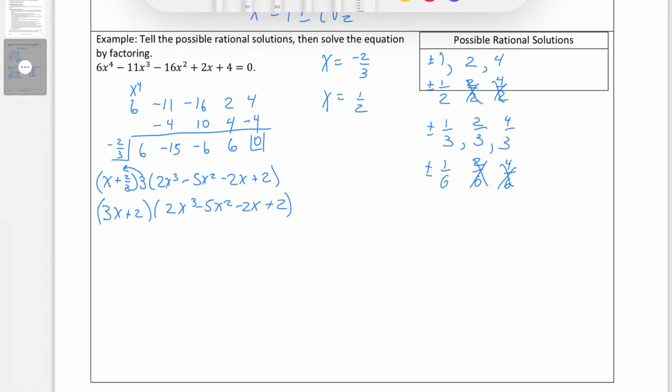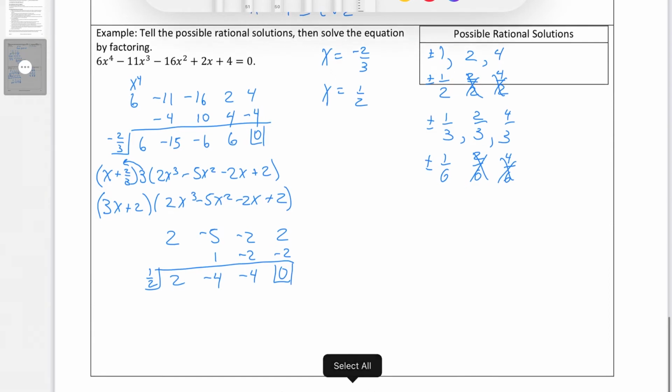Now, my second solution that I found on the graph was x equal half. So I'm going to look at this depressed polynomial, pull its coefficients out, 2, negative 5, negative 2, 2. And I'm going to do a synthetic division, this time with my 1/2. And again, don't worry, it's going to work out just nice. So drop the 2, half of 2 is 1, add the column, negative 4. Half of negative 4 is negative 2, add the column, negative 4. And then half of negative 4 is negative 2, add the column, 0, which is what I expected.